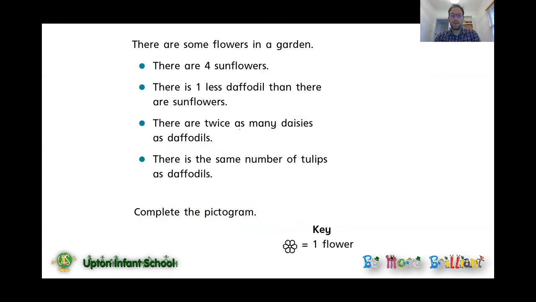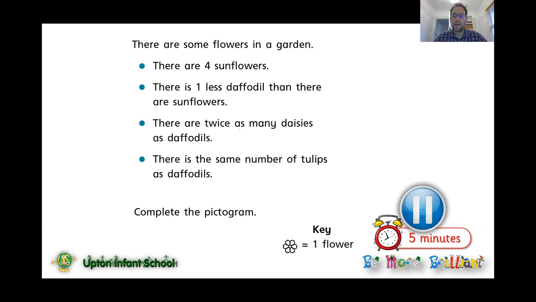Okay, your turn to do a little job as well now. It says here there are some flowers in a garden. There are 4 sunflowers, but there is 1 less daffodil than there are sunflowers. There are twice as many daisies as daffodils, and there is the same number of tulips as daffodils. And you've got to complete a pictogram, and the key that you've got to use for this is to draw a flower for each item. So you can pause the video again here and take about 5 minutes to neatly draw out a pictogram. I'll see you in a moment.